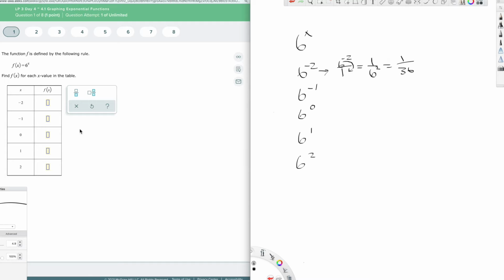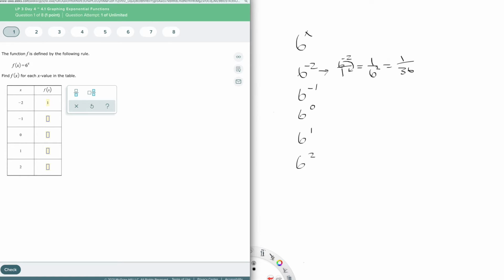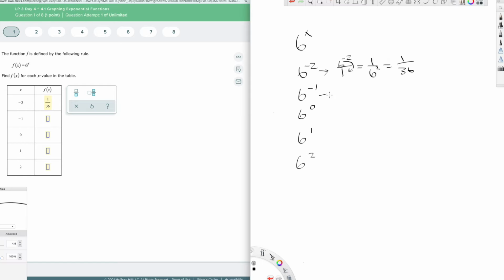So they're going to want us to leave this as 1 over 36, like that. Not turn it into a decimal. So with this guy, we have 6 to the negative 1 over 1. I'm going to move this down to the bottom. So it's going to be 6 to the first power, which is just 1 over 6.